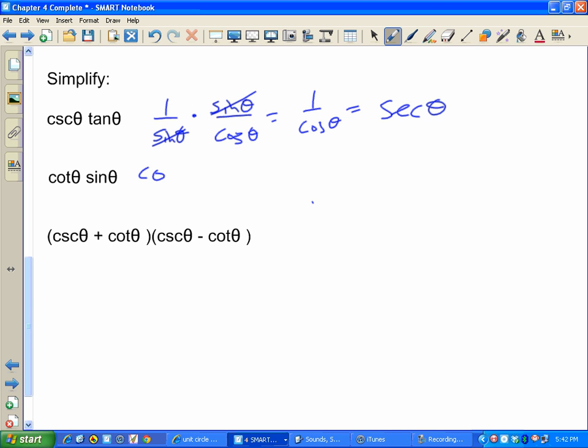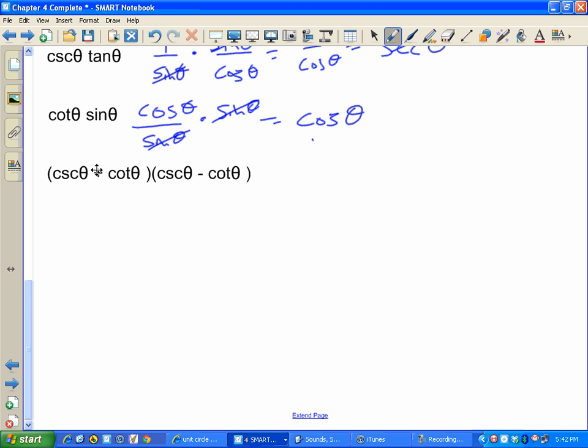So here we can do something also. Cotangent is cosine over sine. Of course, sine is still sine, but now I can see that I can cancel this out. So this really equals cosine of theta, which is a lot better than having two things there. A lot of the same things that we do with everything else we're going to do here.